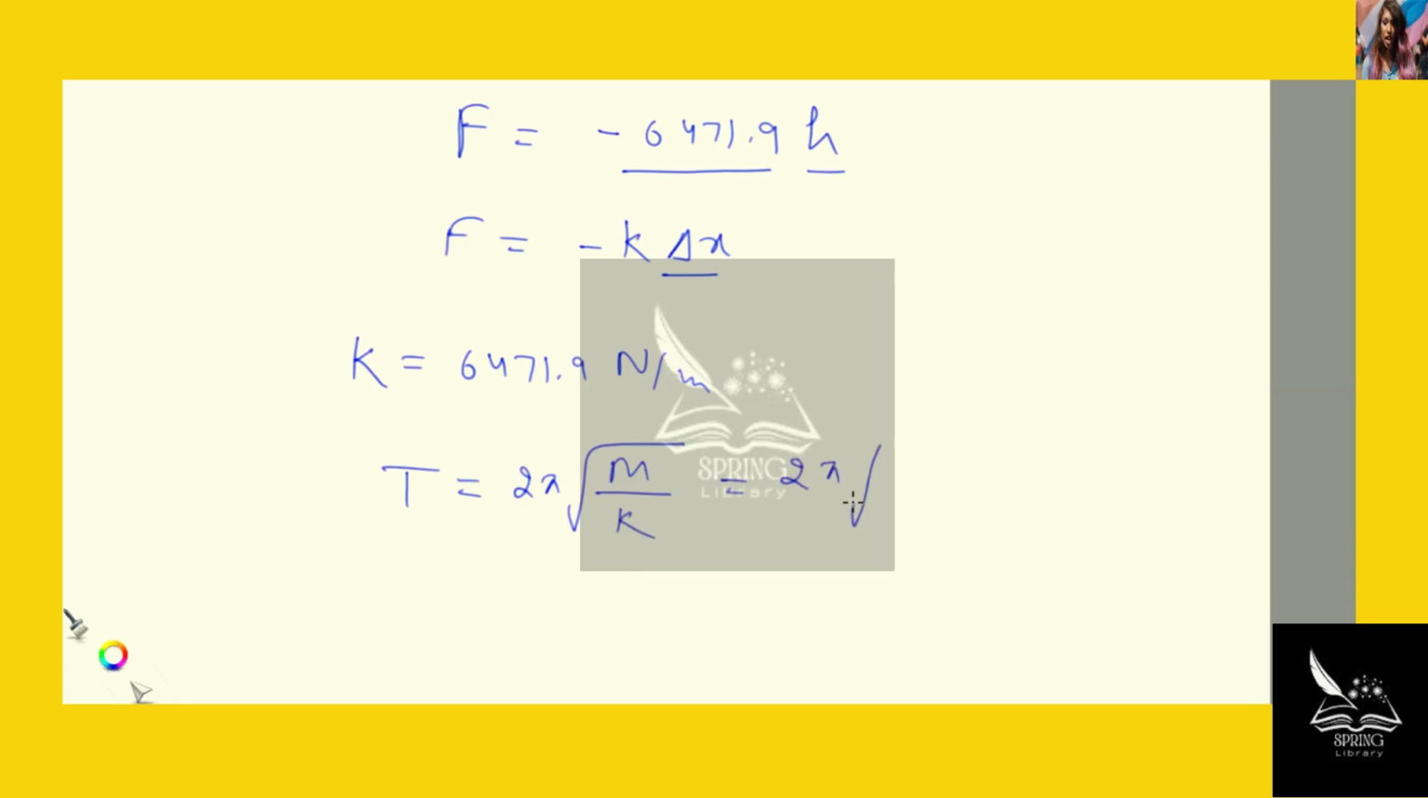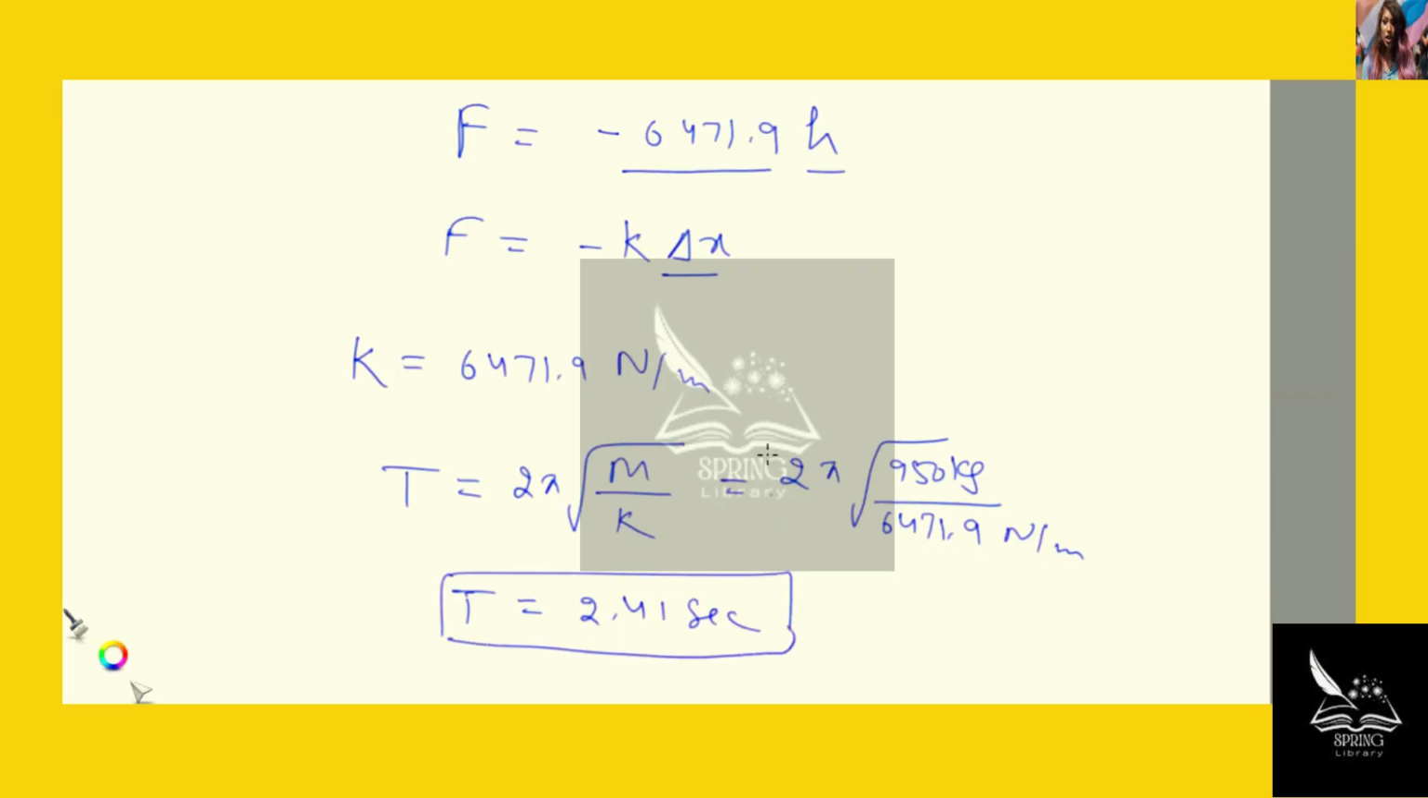And the inertial factor is the mass of the cylinder, which is 950 kilogram, and for K this is 6471.9 Newton per meter. Hence this time period finally comes out to be 2.41 second, and this is the answer for the second part of the problem.